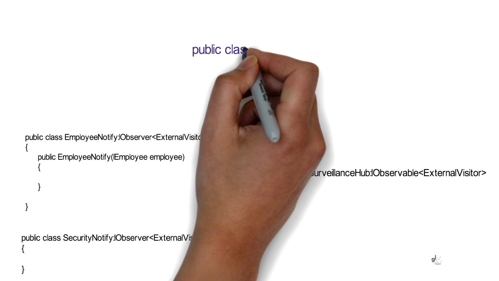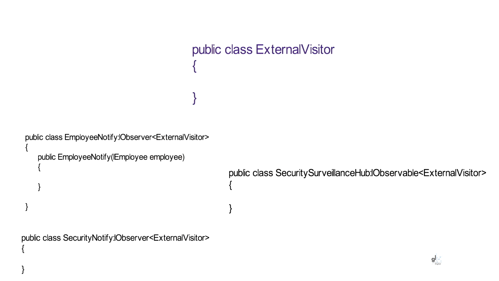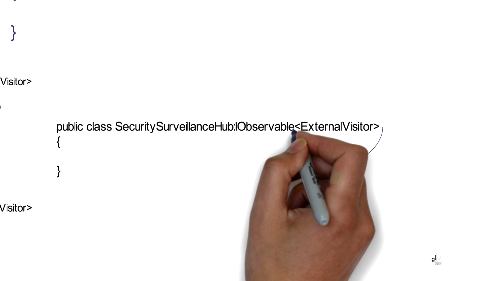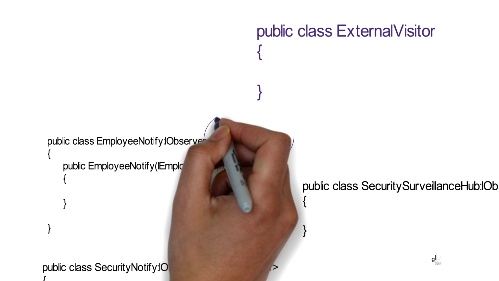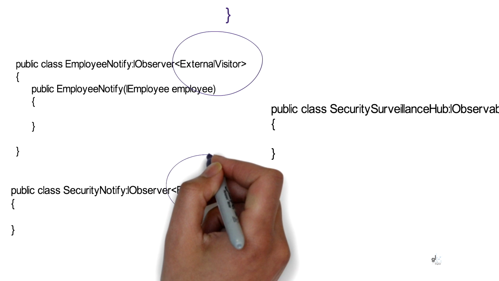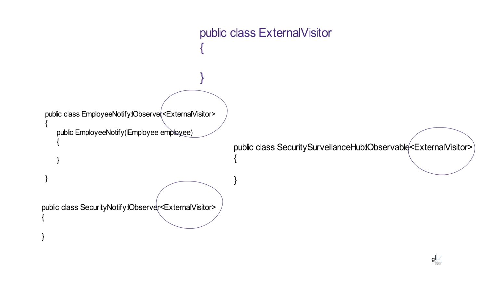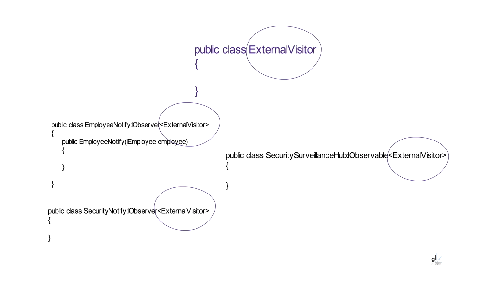We have a class here named External Visitor, which represents an outside visitor to the relevant building. This class serves as the generic type argument to both the iObservable generic interface implemented by the Observable class, as well as the generic argument to the iObserver generic interface, which is implemented by the observer classes. So this class allows data about the external visitor to be communicated from the observable object to its observer objects when the relevant notifications are sent.